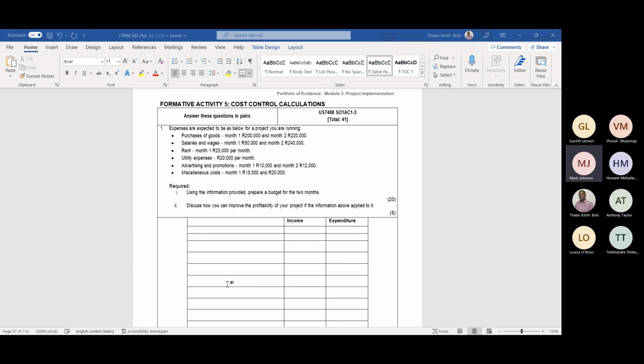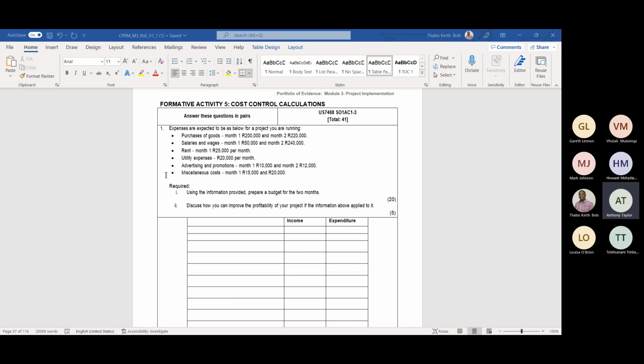I don't know if anybody's done accounting, but this is very similar to what I did 30, 40 years ago. Basically you've got your income versus your expenditure statement. So my thing is, we know we're going to have to fork out all that money. That's all expenses. What's the income? Where are we getting the money from?